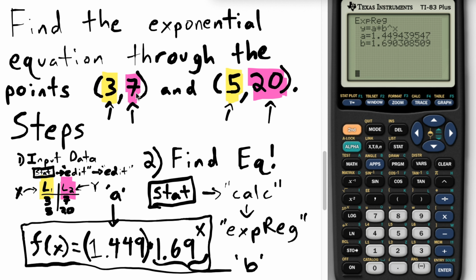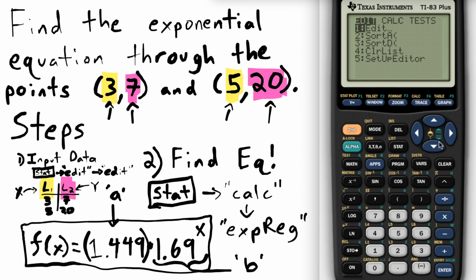That is how you can find the exponential equation that goes through two points. If you had more than two points, you could do this same procedure, and when you input your data, you would just enter every single point that you have. You can also do this with algebra, but if you have one of these calculators, it's a little bit quicker to do it this way.